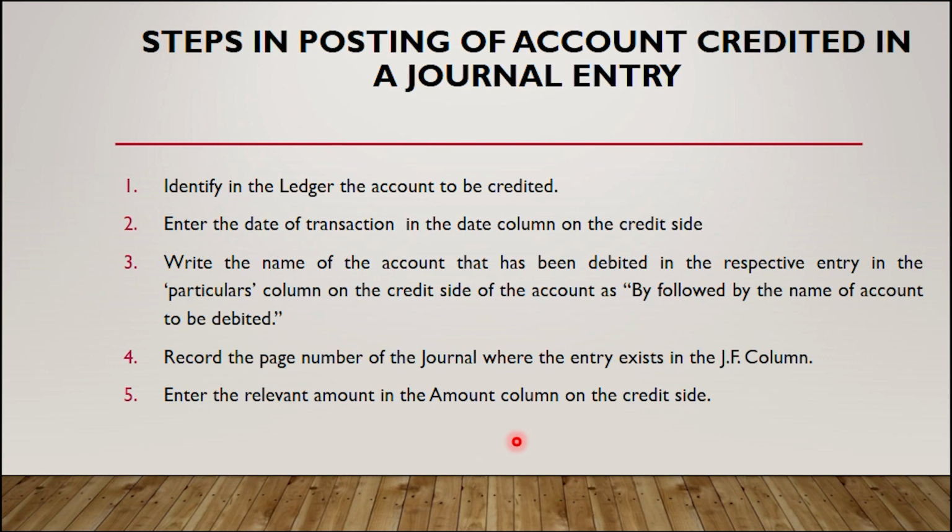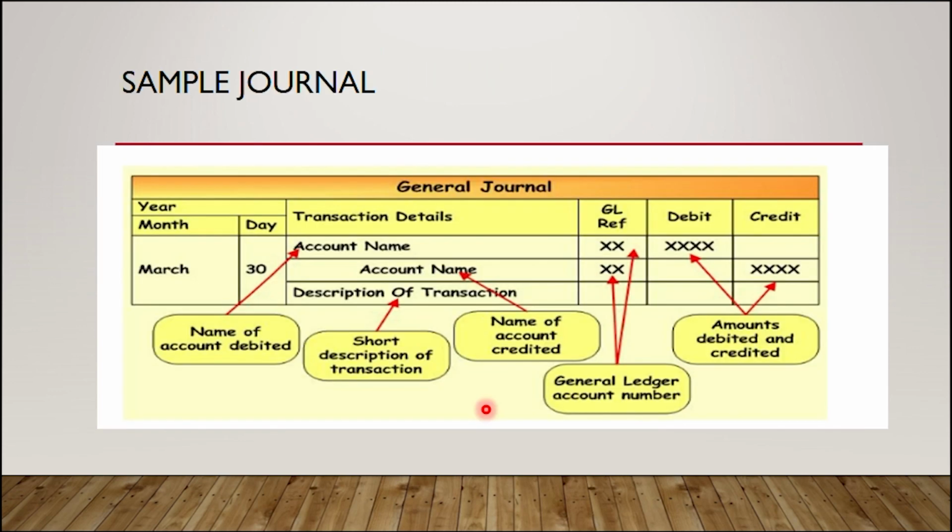Same thing has to be done for the credit side. Identify in the ledger the account to be credited. Enter the date of transaction in the date column on the credit side. Write the name of the account that has been debited in the respective entry in the particulars column on the credit side of the account as 'By', followed by the name of the account to be debited. Record the page number and the relevant amounts.